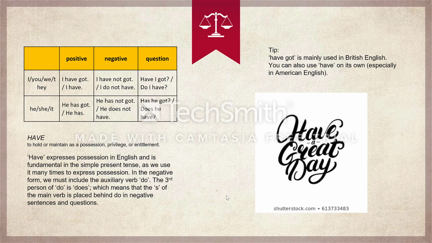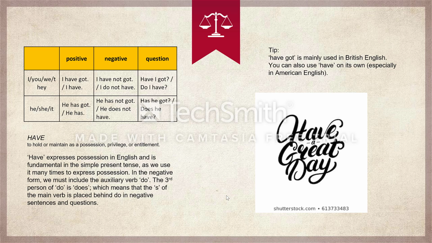In the negative form, we must include the auxiliary verb do. The third person of do is does, which means that the S of the main verb is placed behind do in negative sentences and questions. So again, this is a lot of information to begin with, I understand. Just take it bit by bit. But the important thing to remember, if you're going to speak in the American way, or the American grammar, in the negative or in questions, we have to use the auxiliary verb do. Now this is something that's very important because it doesn't have any meaning. There's no way to translate this, but it is a very important thing grammatically.